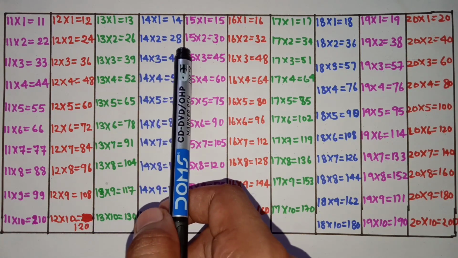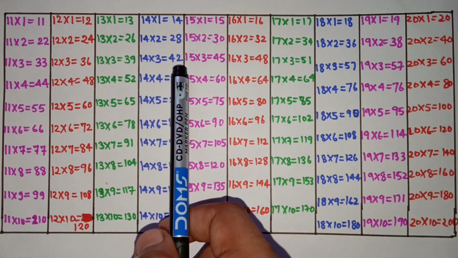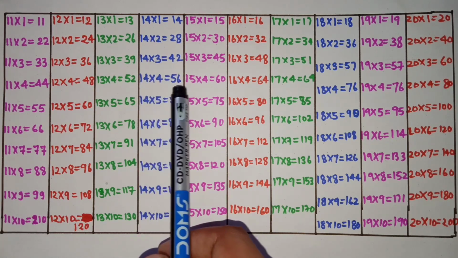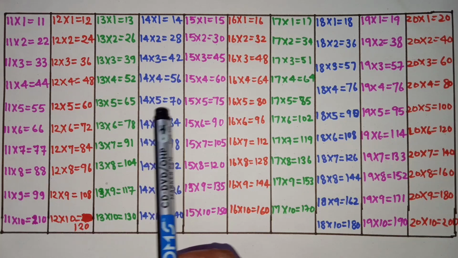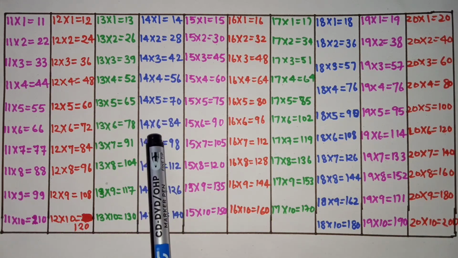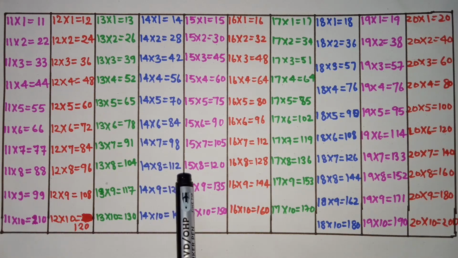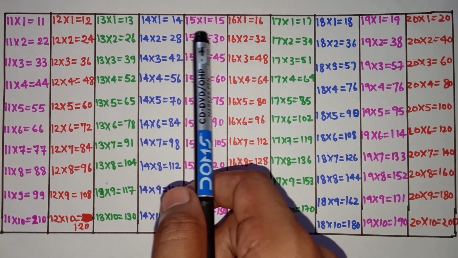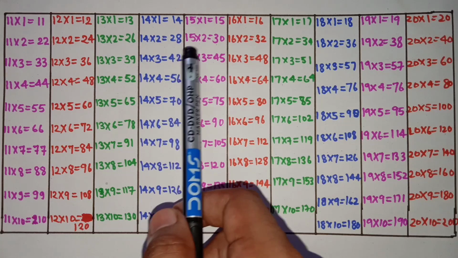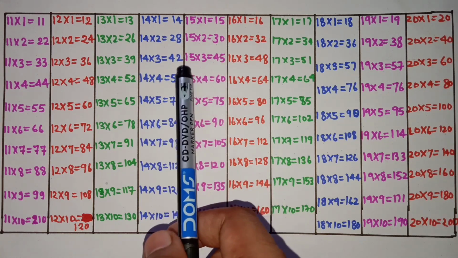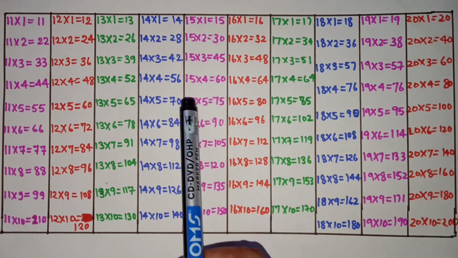14 1s are 14. 14 2s are 28, 14 3s are 42, 14 4s are 56, 14 5s are 70, 14 6s are 84, 14 7s are 98, 14 8s are 112, 14 9s are 126, 14 10s are 140, 15 1s are 15, 15 2s are 30, 15 3s are 45.